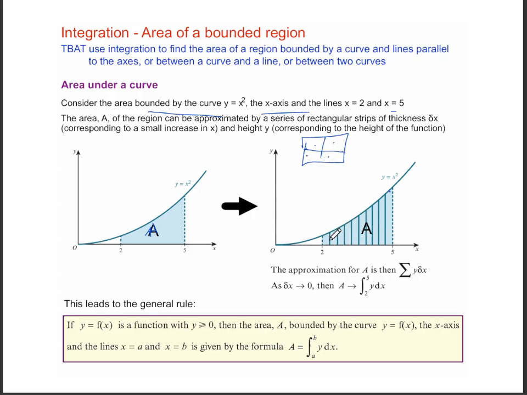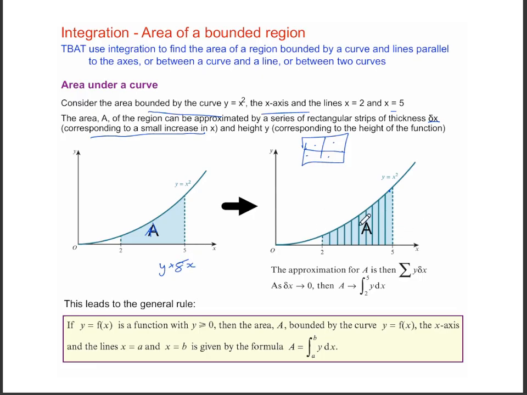So for these rectangles, we're going to give them a height, which is going to be at the curve, and their width or thickness is going to be just delta x. Now we did this slightly in differentiation, where delta x just means a very small increase in x. The approximation for this area is then the area of the rectangles added together. So the area of the rectangle is just y, the height, multiplied by the thickness, which we have named delta x.